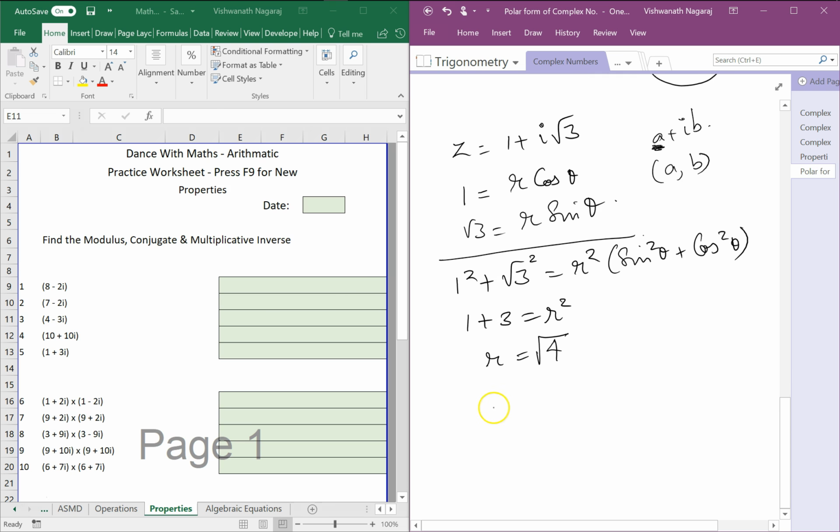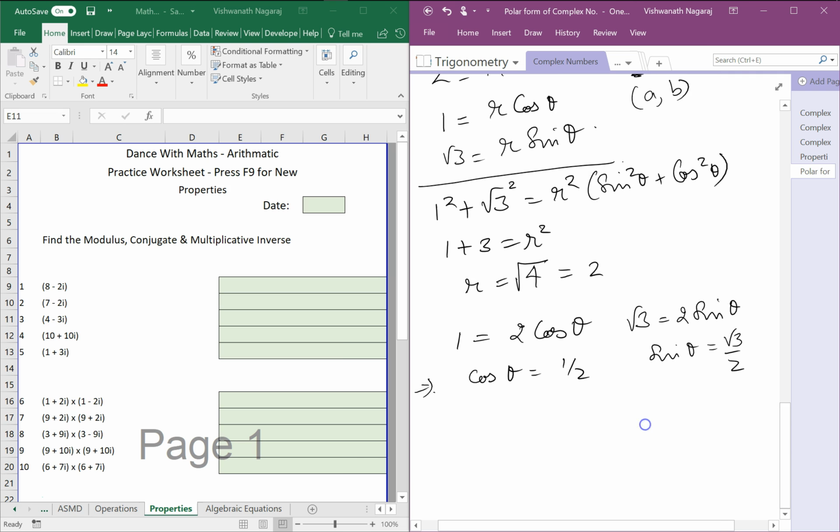Now let's take that again. 1 is equal to r cos theta. This r is, by the way, 2. So 1 is equal to 2 cos theta, and root 3 is equal to 2 sine theta. So we can say cos theta is equal to 1 by 2, sine theta is equal to root 3 by 2. Now for what angle of theta are these two conditions satisfied?